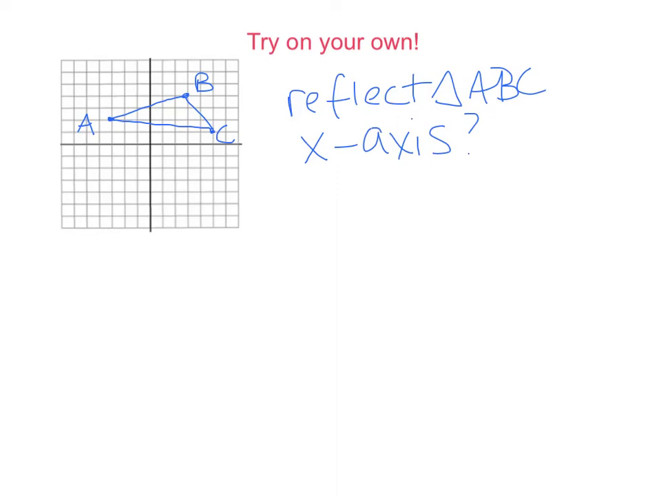So what your answer should look like is A prime is there. I'm going to do C because that's the next easiest one. B is 1, 2, 3, 4 away. So 1, 2, 3, 4. So this should be what it looks like. Okay? For fun, if you want to call it that.